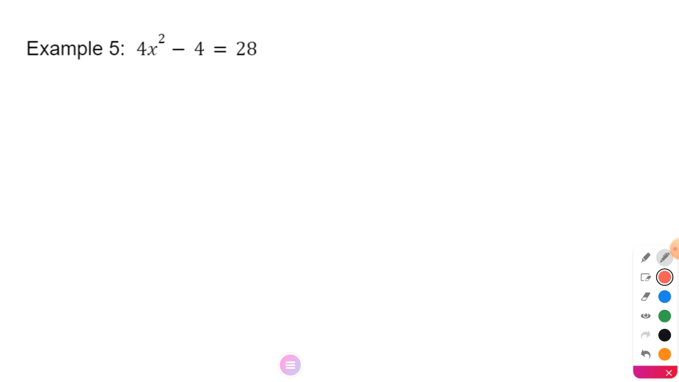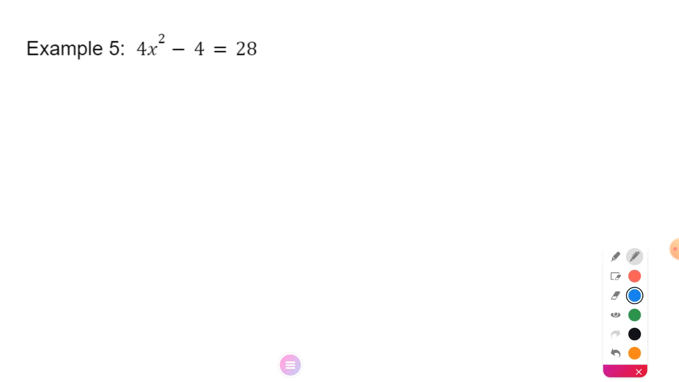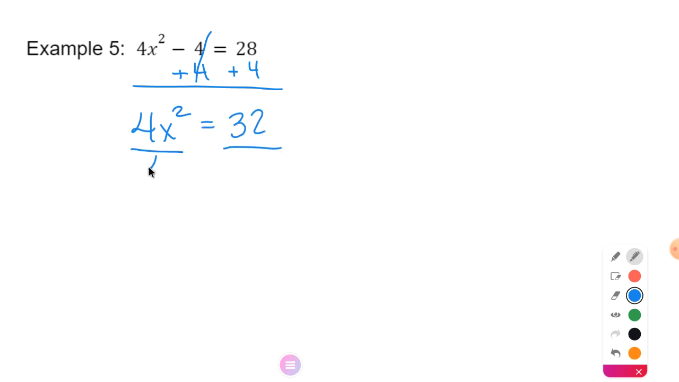All right, example 5, last one. So step 1, isolate the x squared. Get the x squared by itself. Add 4. Divide by 4. X squared equals 8. Take the square root of both sides.